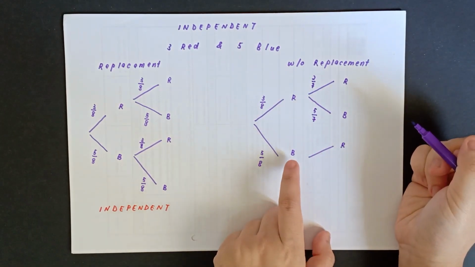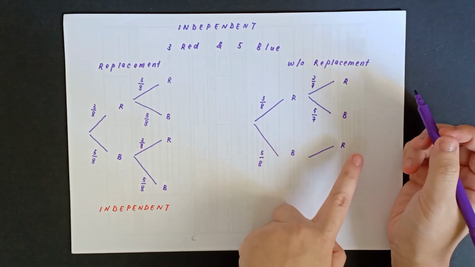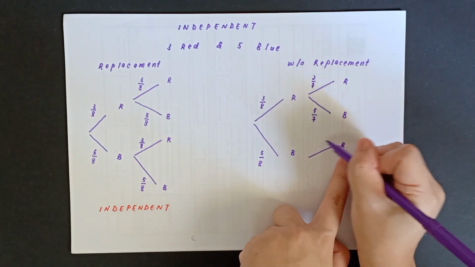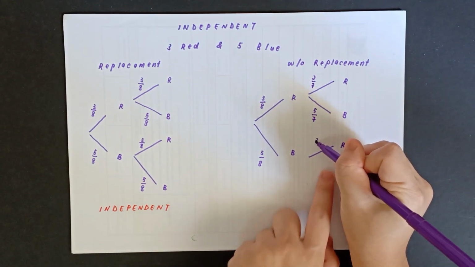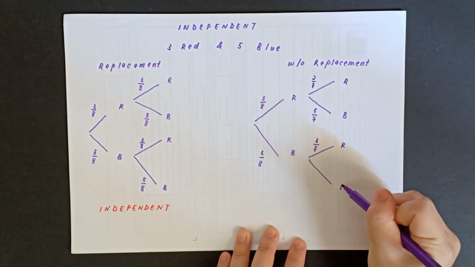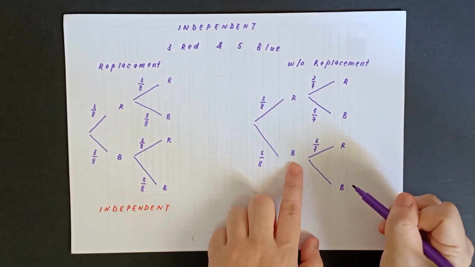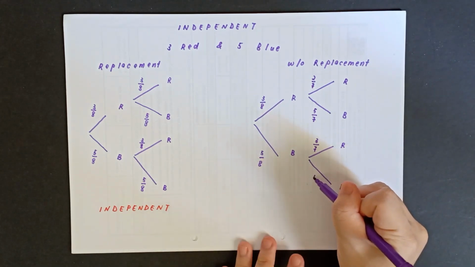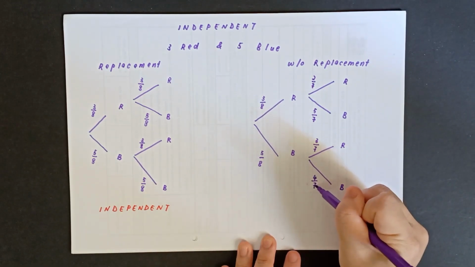If the first time I get a blue ball, then the second time, the probability for me to get a red ball will be: I still have 3 red balls, total 7. So if the first time I get a blue ball already, then I do not have 5 anymore. I have 4 now, over 7.